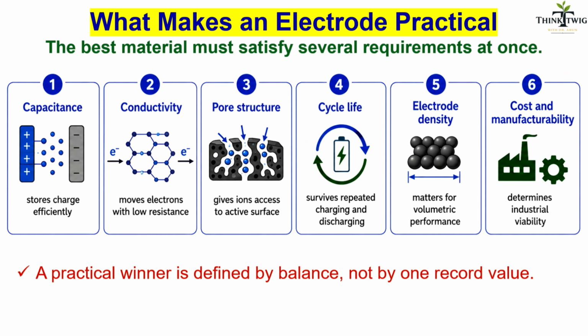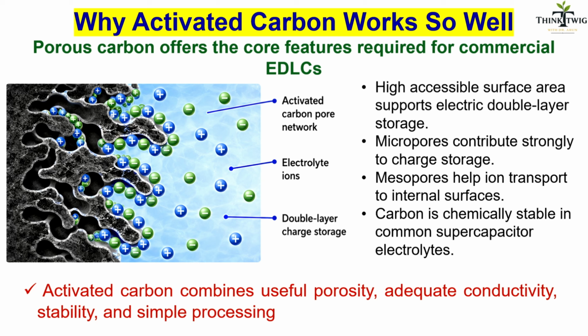What exactly is activated carbon doing well? The first major advantage is its porous structure. Activated carbon contains a very large internal surface that can be reached by electrolyte ions. In an EDLC, or electric double layer capacitor, charge is stored mainly at the electrode-electrolyte interface. So, useful internal surface becomes very important. But surface area alone is not enough.